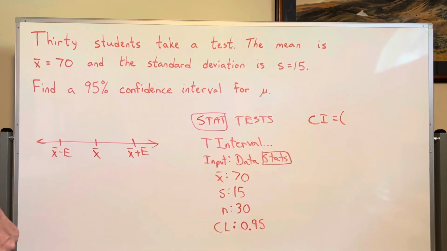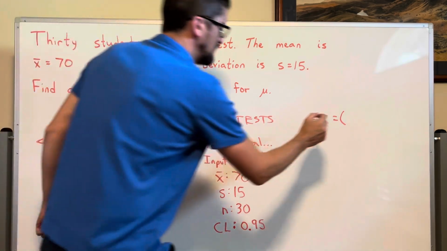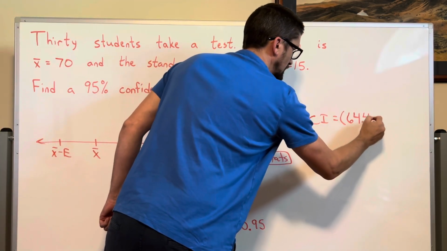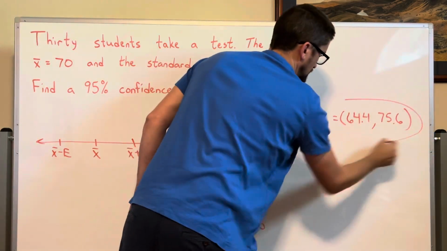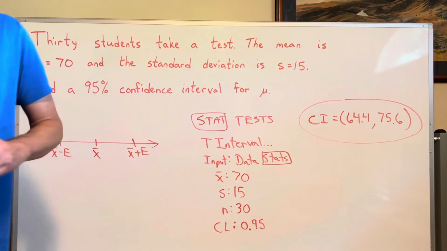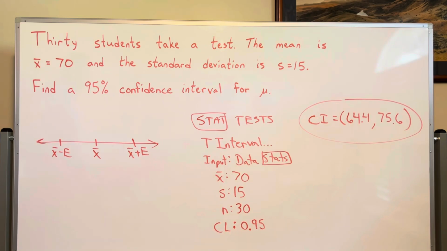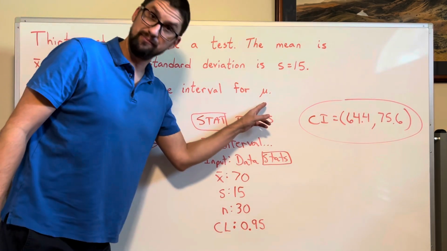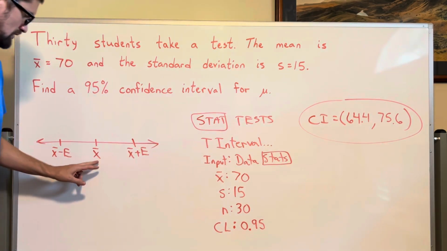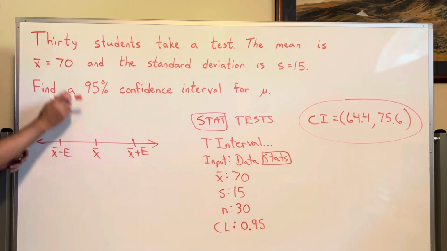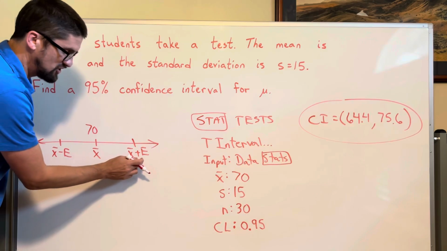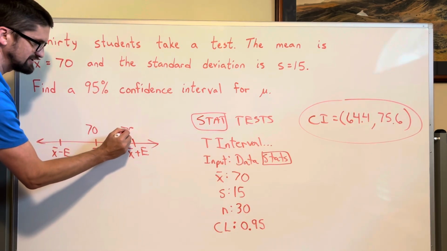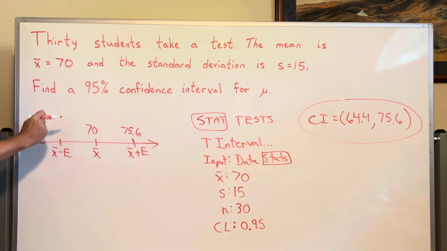It's going to be 64.4 to 75.6. That is the confidence interval for the population mean. Remember, this is our confidence interval right here. X bar in the middle is 70. If you add the margin of error E to it, you get that 75.6 number. And if you subtract, you get the 64.4.